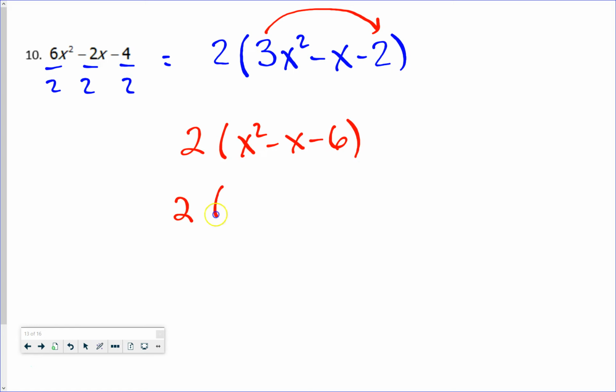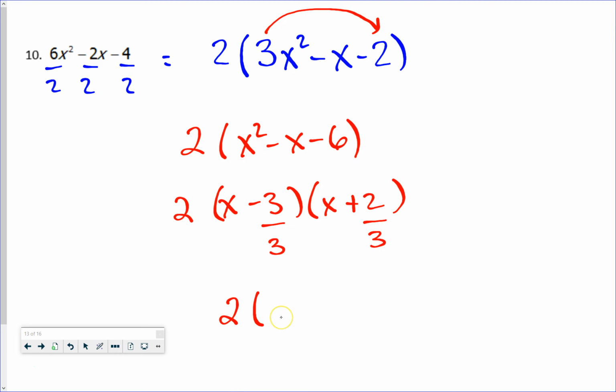What multiplies to give me 6 but adds to give me a negative 1? Negative 3 and positive 2. Is that my answer? No, because look, 2 times x is 2x squared. I'm supposed to have 6x squared. There's your clue. You're not done. What have we not done yet? Yes, we got to slide my 3 back out. So we have 2 times, what's my first factor? x minus 1. And my second factor? 3x plus 2. Good.